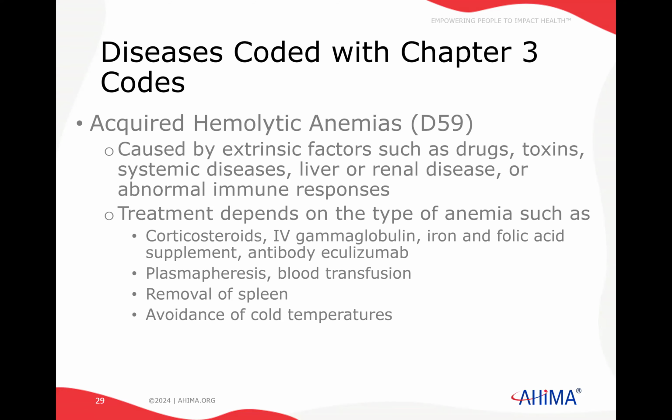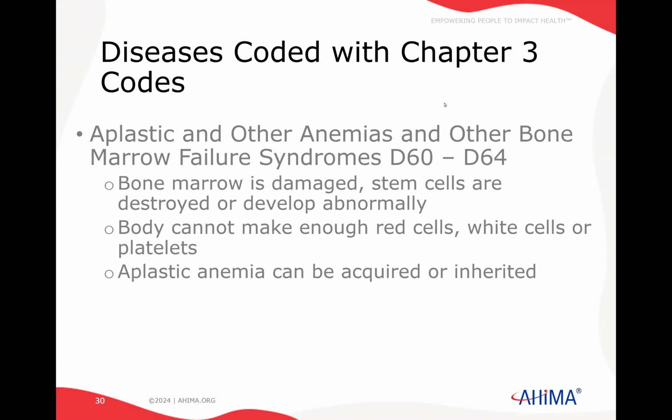We can have acquired hemolytic anemia that's caused by drugs, toxins, certain industrial exposures, corticosteroids, and some of these other things. With aplastic anemia, we have basically something happening to the bone marrow. It's damaged, stem cells are destroyed, and the body doesn't make enough red blood cells, white blood cells, or platelets. And aplastic anemia can either be acquired or inherited.